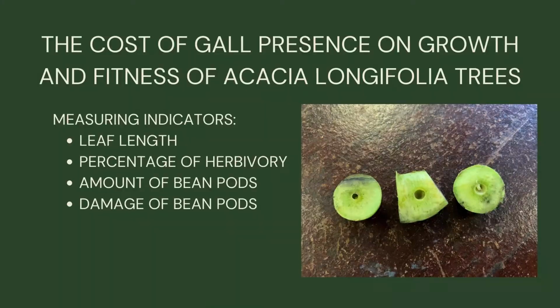To gain a better understanding of the interaction, we set out to investigate how the presence of galls affects the growth and fitness of the Acacia longifolia trees. To do this, we measured indicators of these two factors, including the length of leaves, the percentage of herbivory on the leaves, the amount of bean pods on the branch, and the amount of damage the bean pods had.